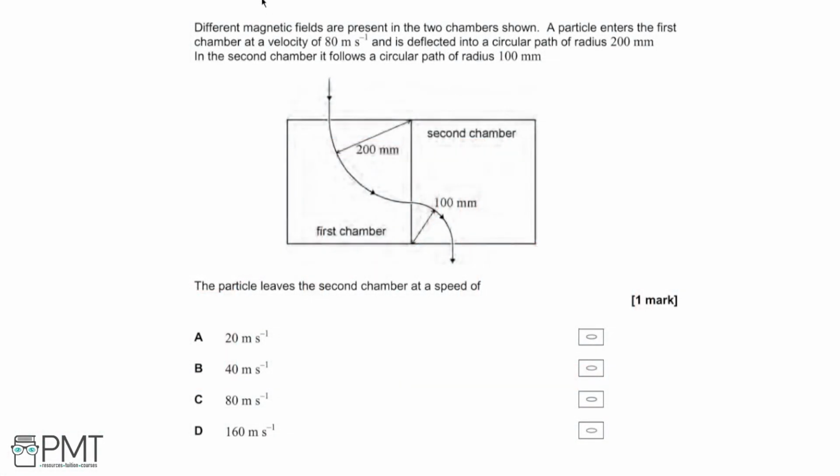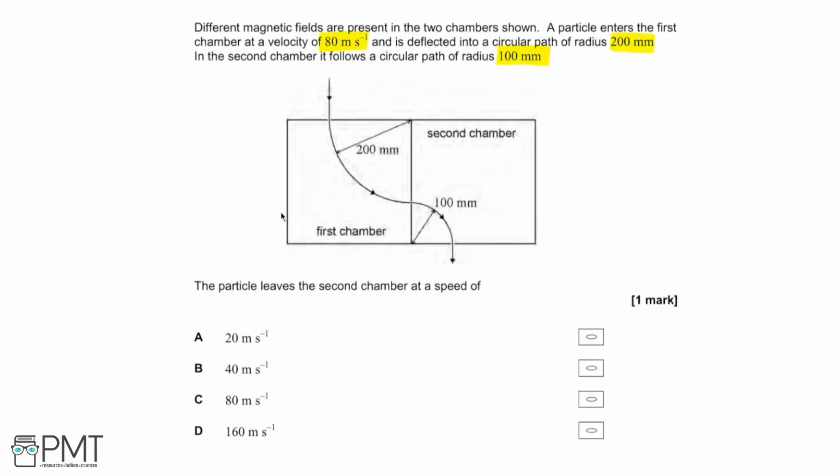This question is about magnetic fields. The question says, different magnetic fields are present in two chambers shown. A particle enters the first chamber at a velocity of 80 meters per second and is deflected into a circular path of radius 200 millimeters. In the second chamber, it follows a circular path of radius 100 millimeters. The question then says, the particle leaves the second chamber at a speed of A, 20 meters per second, B, 40 meters per second, C, 80 meters per second, and D, 160 meters per second.